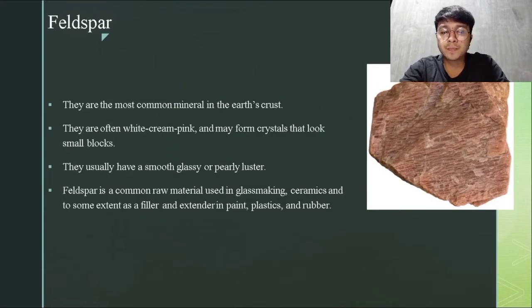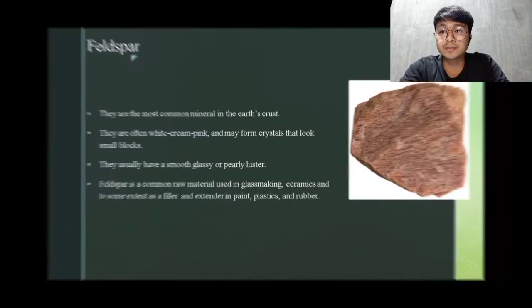Feldspar ang karaniwang makikita sa labas ng bahagi ng mundo. Ang karaniwang kulay nito ay white, cream, pink, kadalasan ito ay makinis at makintab o kaya ay parang perlas. Ang feldspar ay karaniwang ginagamit sa paggawa ng salamin o ceramics at pandagdag sa materyales sa mga pintura, plastic at goma.